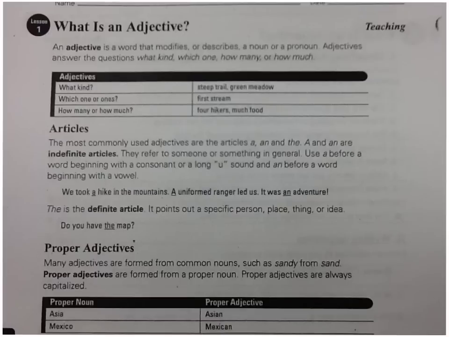Here's the lesson that's at the top of your packet. It explains what an adjective is. Adjectives can answer several different types of questions. First of all, what kind, which one or ones, and how much or how many. For example, steep here is modifying the word trail, green modifying the word meadow, first modifying the word stream, four modifies the word hikers, and the word much is modifying the word food. These are several different kinds of adjectives that can answer any of these three questions: what kind, which one or ones, or how many or how much.